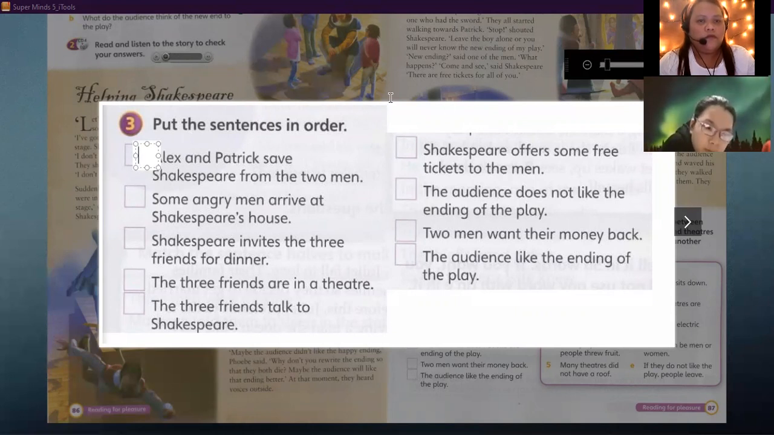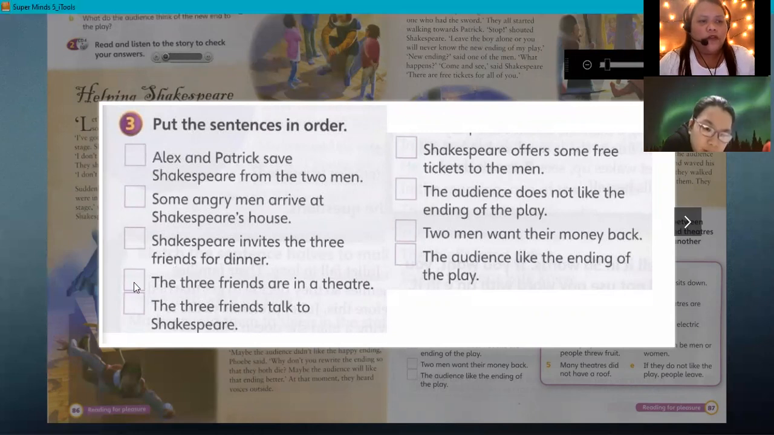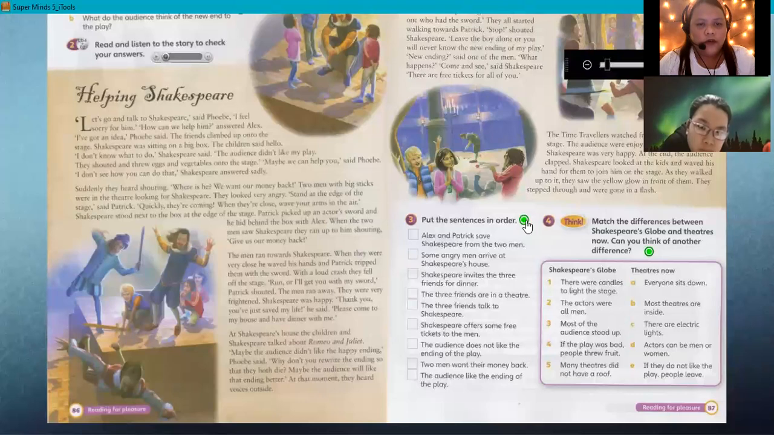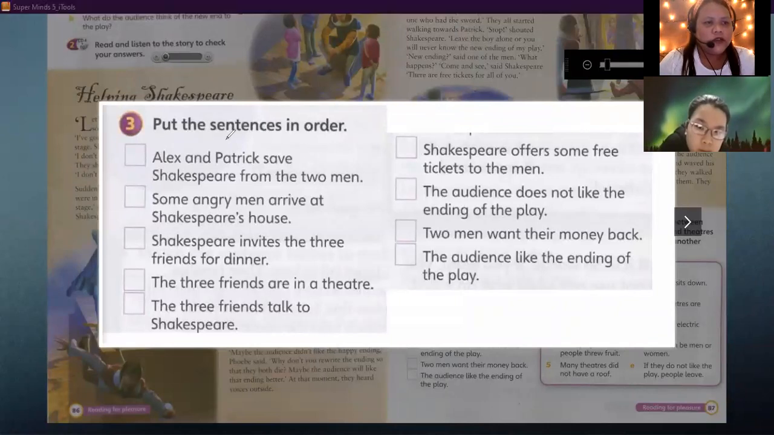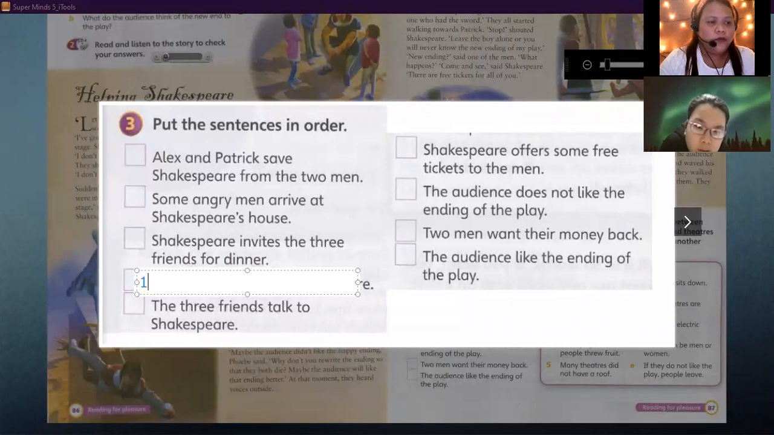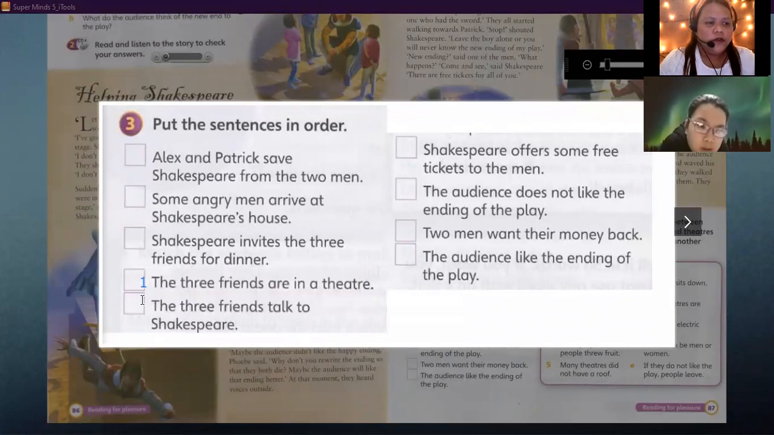So the first one is the three friends are in the theater. Okay, the three friends are in a theater. Let me put number one first. Okay, next.